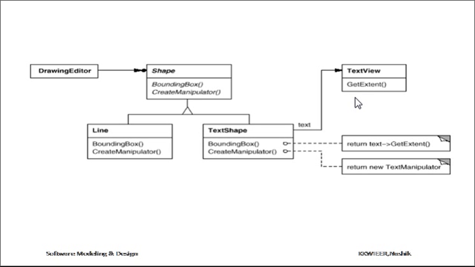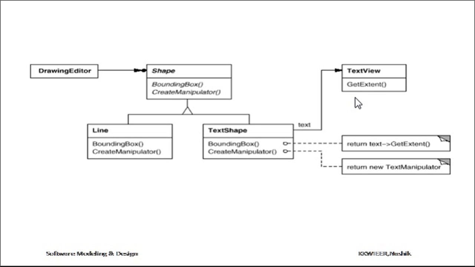The user should be able to drag every shape object to a new location interactively. But TextView isn't designed to do that. So what can be done? TextShape can add this missing functionality by implementing Shape's create manipulator operation, which returns an instance of an appropriate manipulator subclass. Manipulator is an abstract class for objects that know how to animate a shape in response to user input, like dragging the shape to a new location.